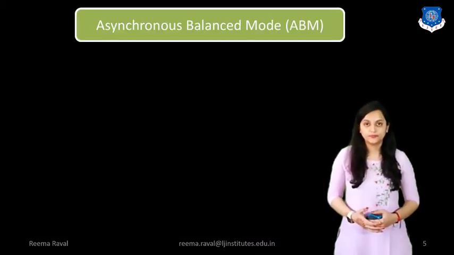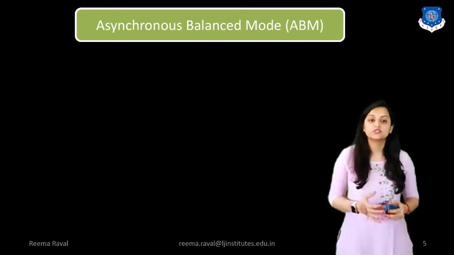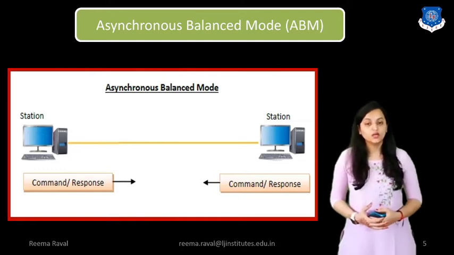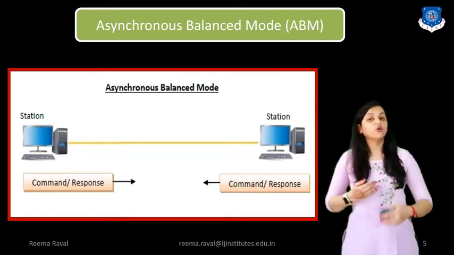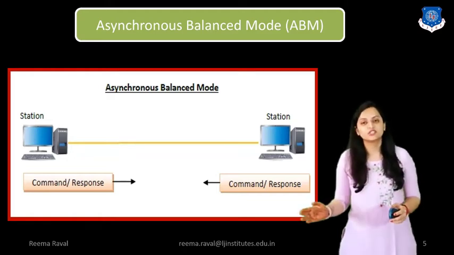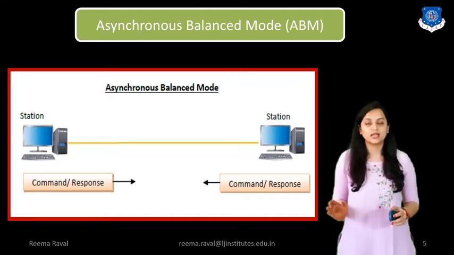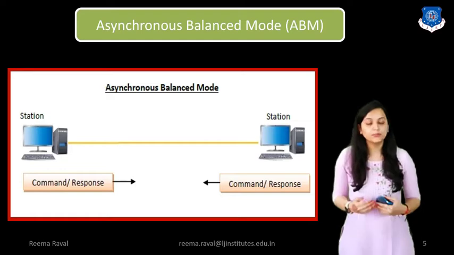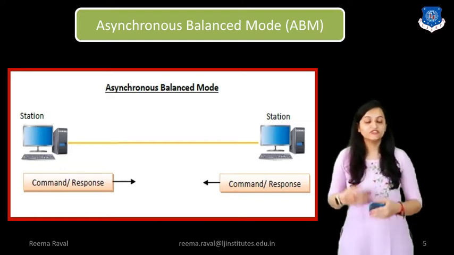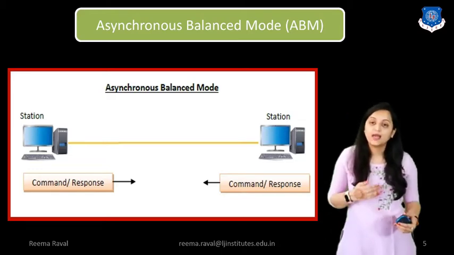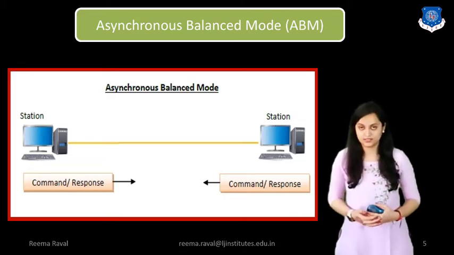Now, let us see the next one, that is ABM, asynchronous balanced mode. As you can see, in this asynchronous balanced mode, command and response both can be given by the primary and secondary station as well. That means here no station is called a primary station, no station is called a secondary station permanently. The stations involved in a particular network can both give commands to the other stations, as well as give responses to the command received.